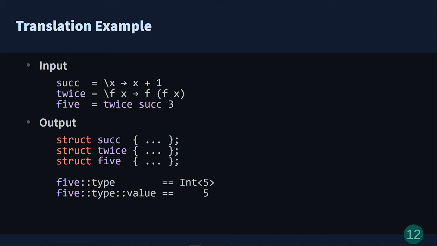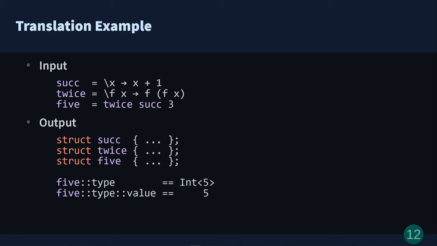Now, let's take a look at some examples. I'll be using Haskell as the input language, but the translation is not limited to Haskell in particular. We have a successor function, which simply adds 1 to its parameter. We have a higher order twice function, which applies the given function f to some argument twice. And we have a constant named 5, which uses the previously defined functions successor and twice.